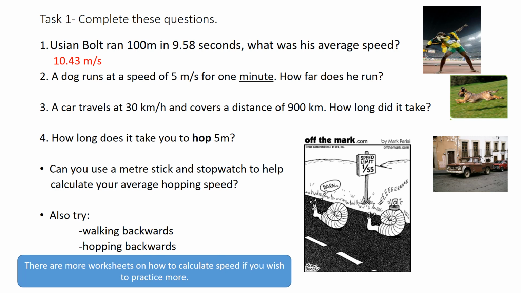Number 2, a dog runs at a speed of 5 metres per second. How far does he run? So we're going to need to rearrange that triangle to make distance the desired quantity and manipulate it. So we need to do speed times time. And that gives me 5 times 60, because obviously there are 60 seconds in a minute.